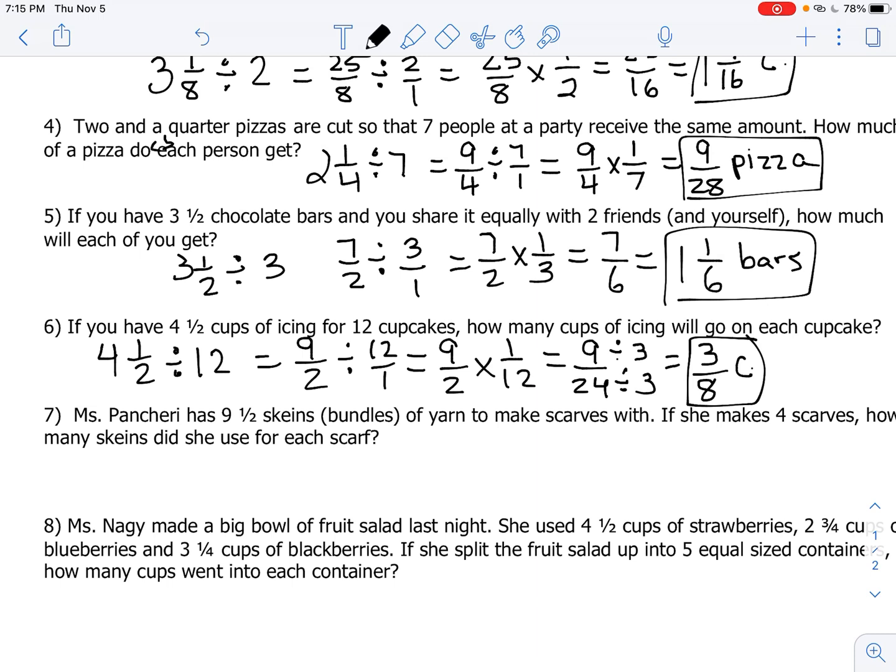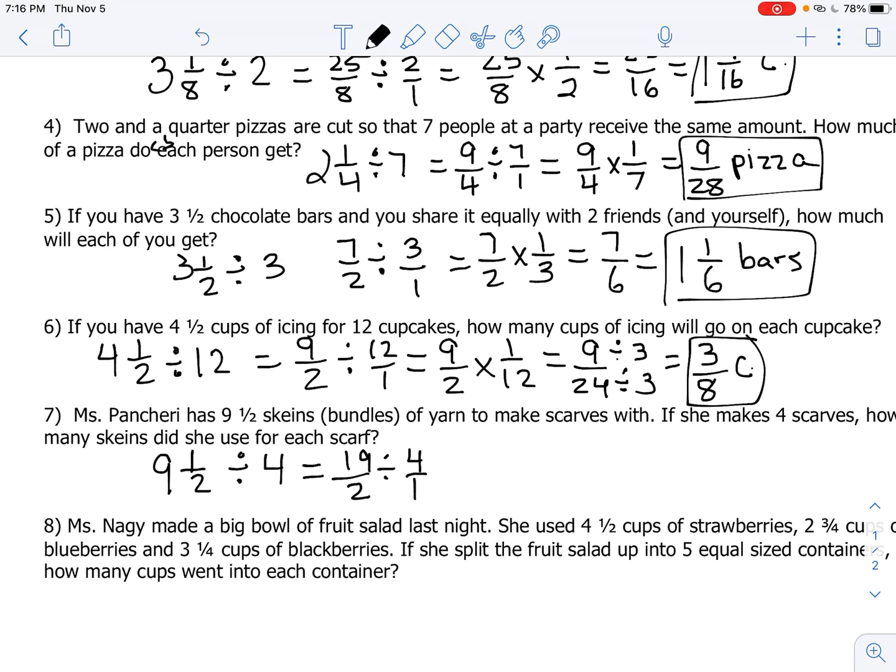Miss Pancheri has 9½ skeins. That's bundles of yarn to make scarves with. If she makes 4 scarves, how many skeins did she use for each scarf? So we're going to take the total amount of yarn, 9½ skeins, and we're going to divide that by 4. 2 times 9 is 18, plus 1 is 19. So we have 19/2 that we're going to divide by 4/1.